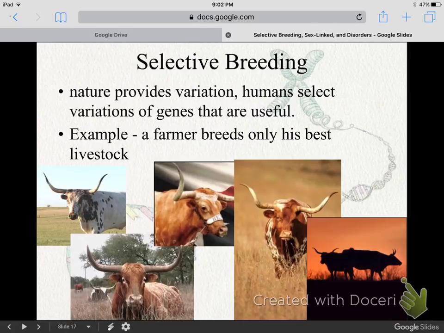Selective breeding, you have nature as part of it, of course, because nature provides variation. And it's the humans that select the variations of the genes that are useful and most beneficial to us. Okay, we selectively breed for what we want, what we like.